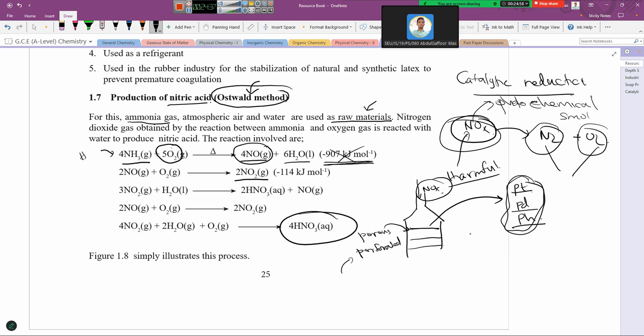And for example, carbon monoxide is also harmful. It can also produce photochemical smoke, and it can contribute to acid rain also. It can be reduced to carbon.